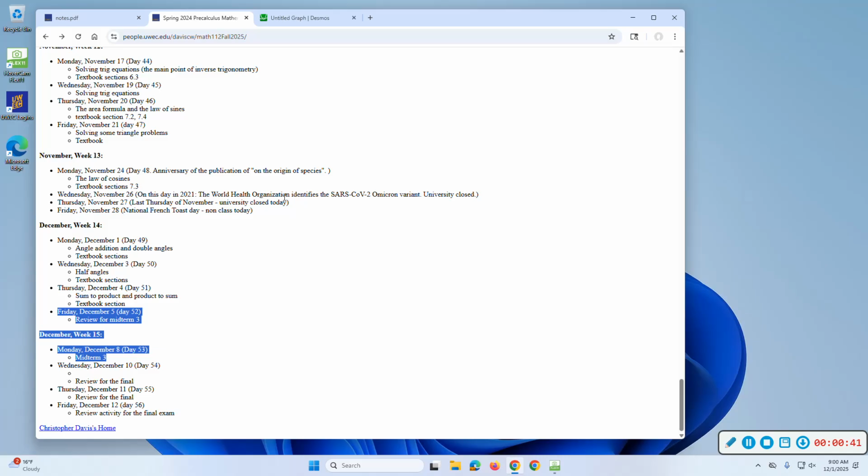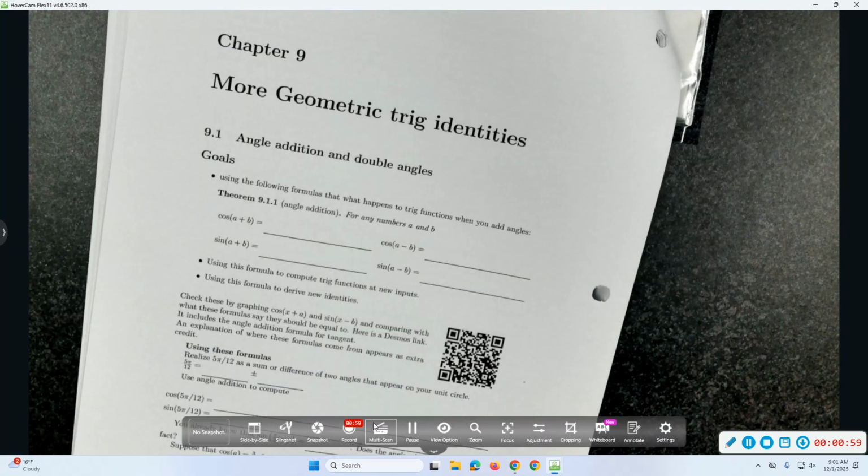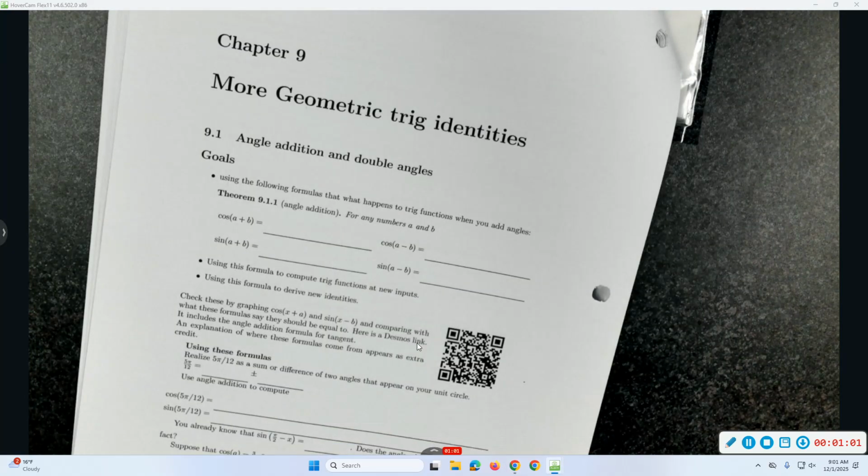Let's go into the back. While that gets passed out, maybe I'll use this to motivate what's going to happen in the next couple days.